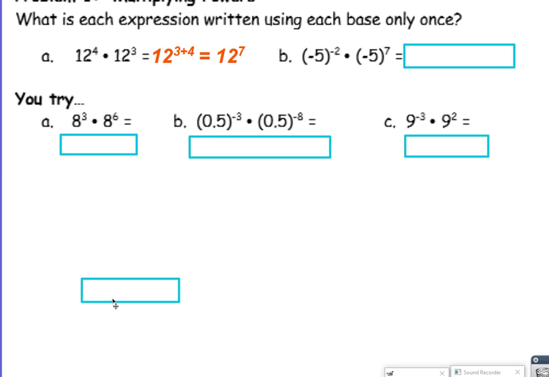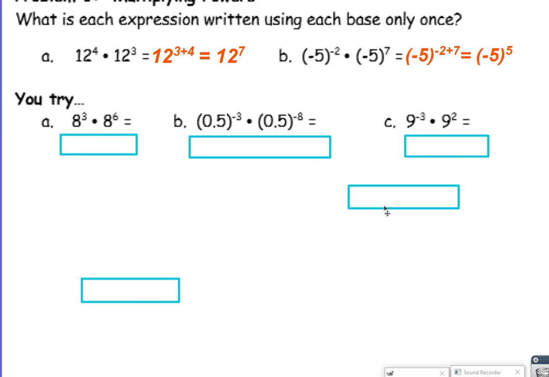Notice the parentheses in B. So we're going to multiply negative 5 to the negative 2 times negative 5 to the 7th. We need to add their exponents. So negative 5 to the negative 2 plus 7 equals negative 5 to the 5th power. Pause the video right now as you do the U-try.